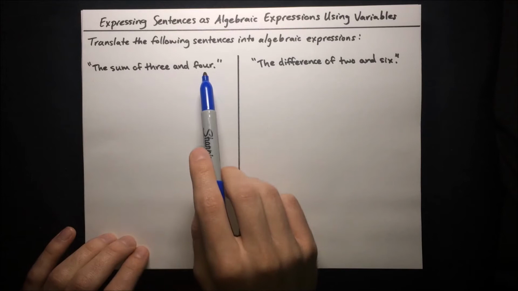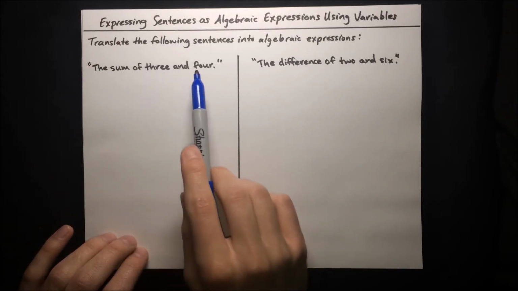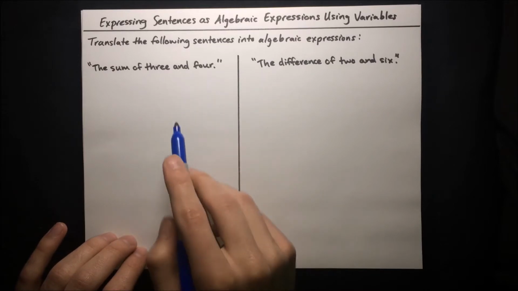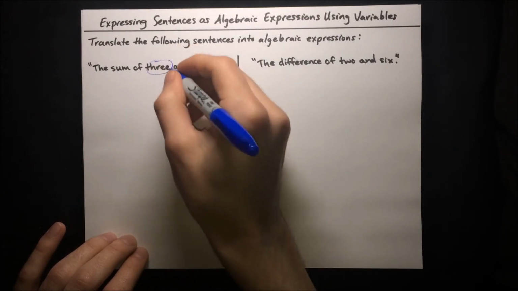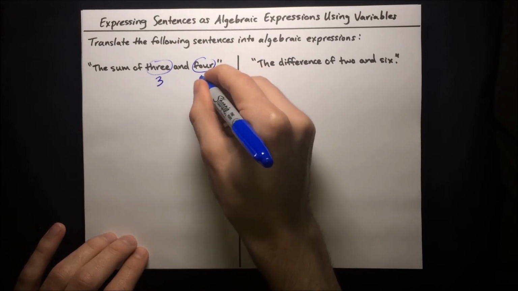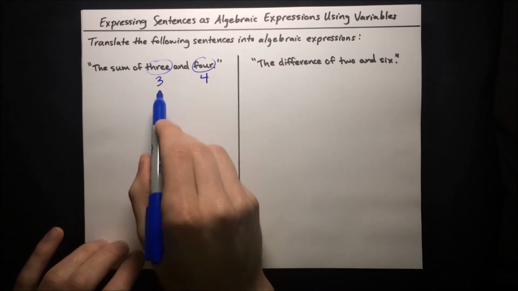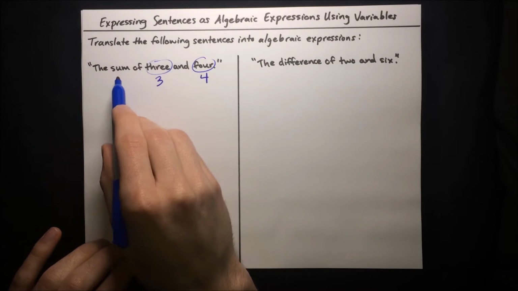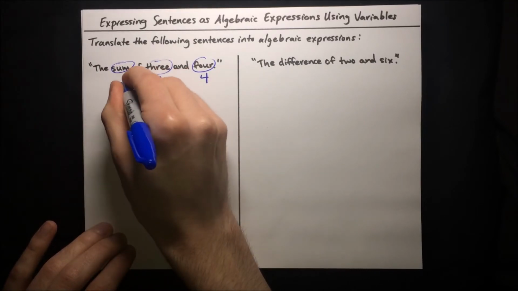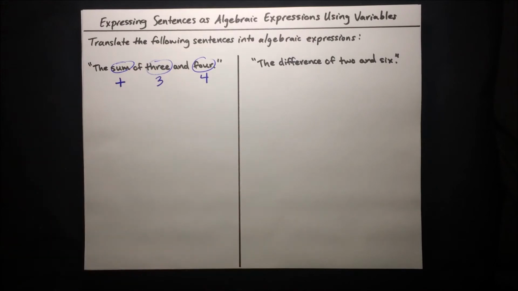First of all, let's look at the sentence on the left here, the sum of 3 and 4, and let's convert whatever words we can to mathematical notation. So first of all, 3 and 4, those are just numbers. So 3 is just the number 3, and 4 is just the number 4. Okay, and then the sum represents an operation between these two numbers. Sum is just indicated by the addition symbol, plus.